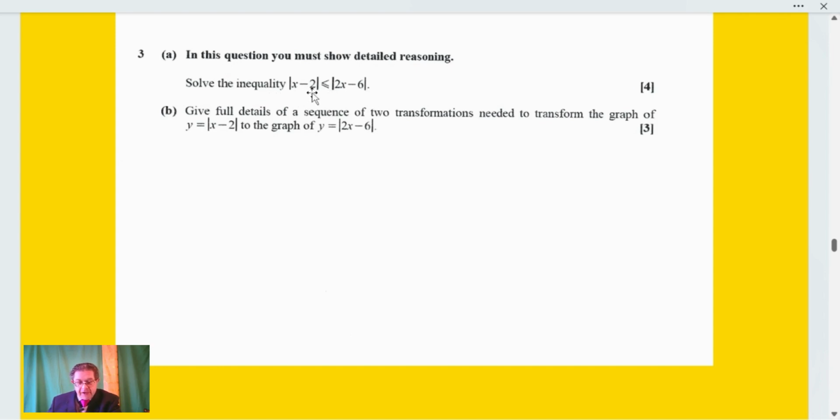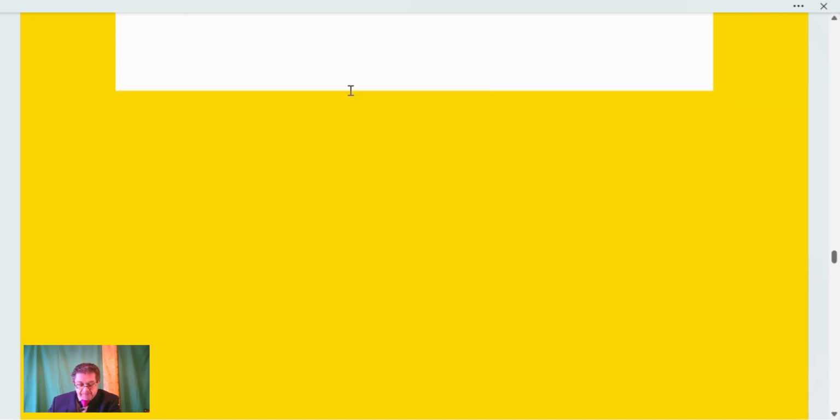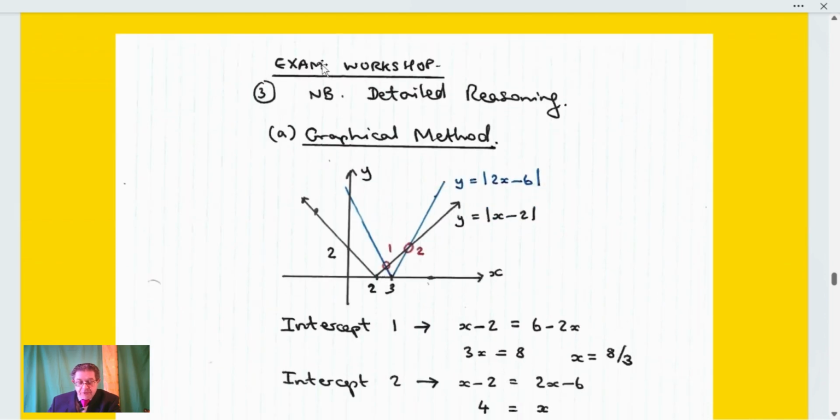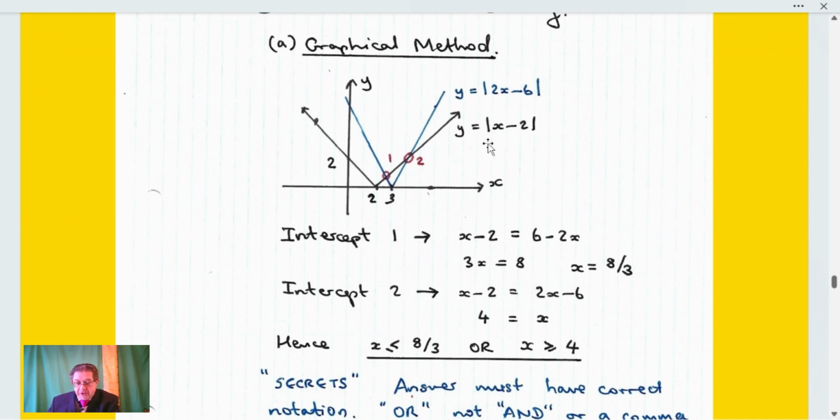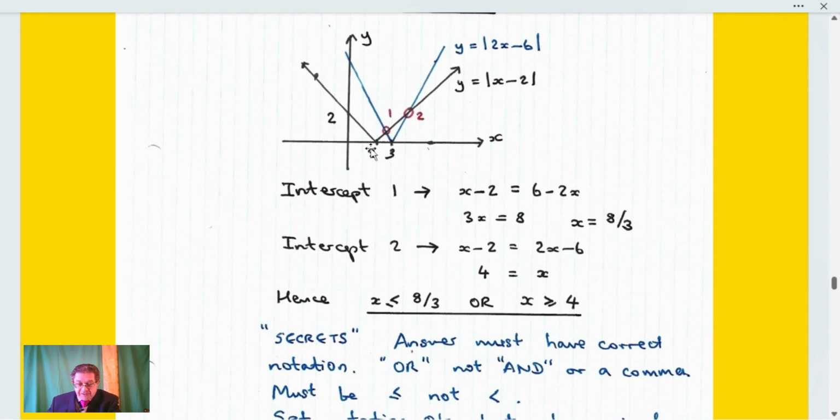Mod of 3x take 2 is less than or equal to mod of 2x take 6. So I'm going to show two different solutions here, the first of which is graphical. I've drawn the graphs of y equals modulus of x take 2 and y equals modulus of 2x take 6. And we're going to need to know the points at which these two graphs intersect. These are both to the right-hand side of the vertex 2. One is to the left of 3 and the other is to the right of 3.